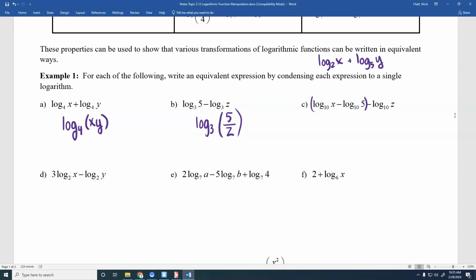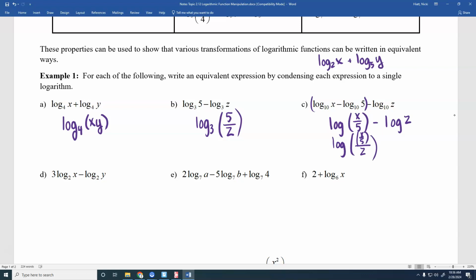Normally we would not write the 10 on a log base 10 because that's the common log. So we could just write it as log. We don't have to put the 10 because it's understood that it's 10. And that would be x over 5. And then I've got minus log of z. And now I would need to use my division property again. So that would be log of, now I've got x over 5 as my first stuff, and I've got to divide that by z.